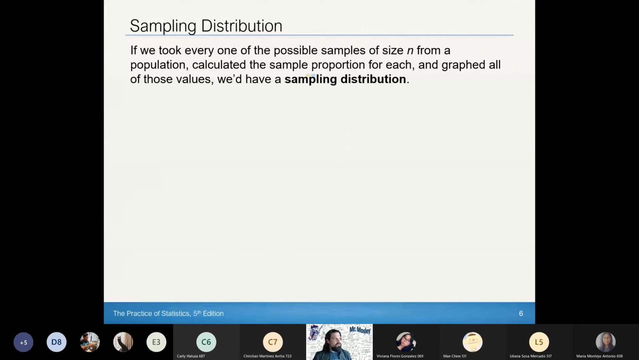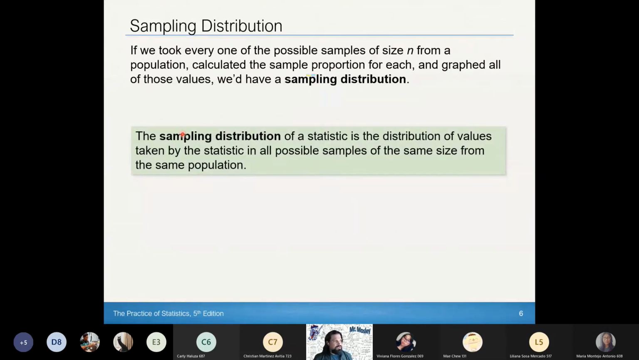If we took every one of the possible samples of size n from the population, calculated the sample proportion for each, and graphed all of those values, we'd have a sampling distribution. The sampling distribution of a statistic is the distribution of values taken by the statistic in all possible samples of the same size from the same population. So it's a distribution essentially of the random variable. We can think of it as a random variable that represents the values from each sample. We collect all those, and that becomes the sampling distribution.